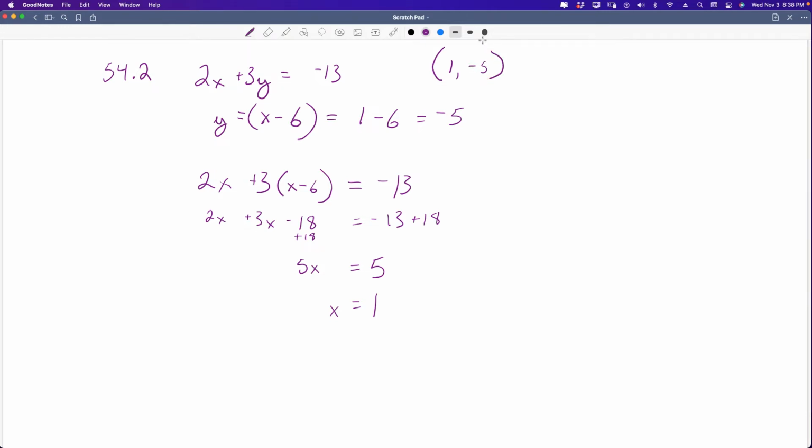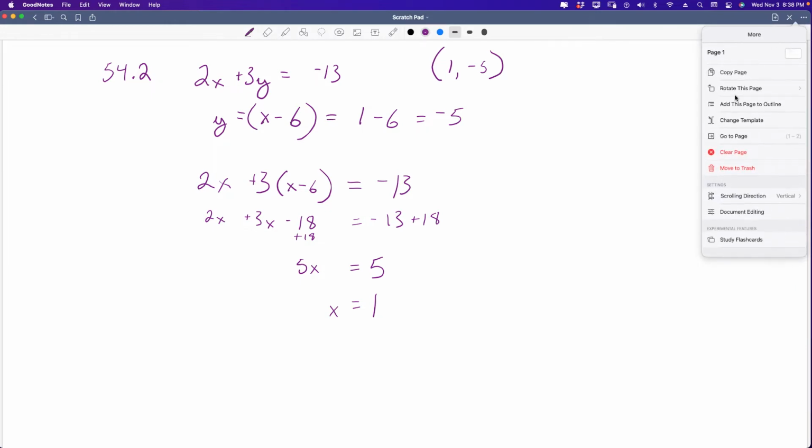Okay? That is how we would give the answer, and this is how you would type it into JupyterEd. All right, let's try one more, and then I'll let you guys do one of your own.